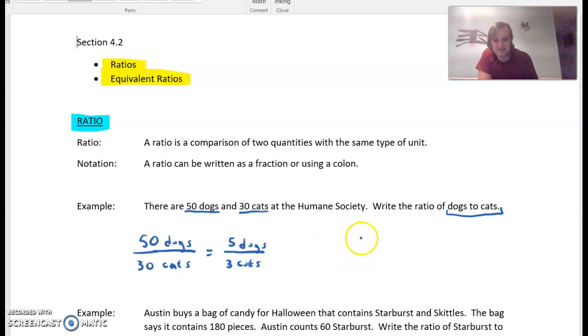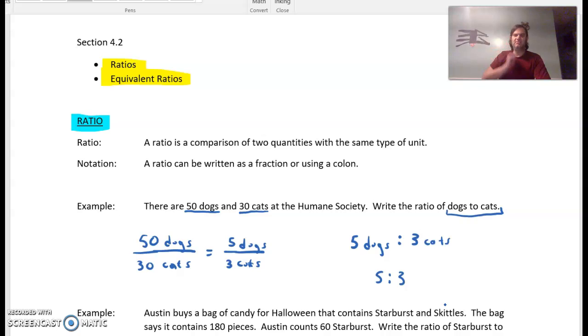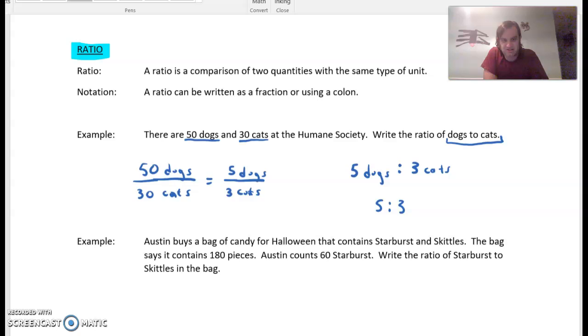That's the fractional notation. So using a colon, sometimes you will put the explanation with it: 5 dogs, colon, the grammatical colon, to 3 cats. Or sometimes you might just see it, if you have the understanding of what you're writing, 5 to 3. But units are never a bad thing to put with a problem. Okay, so we can write as a fraction or with the colon, and we'll try and use both as we go along.